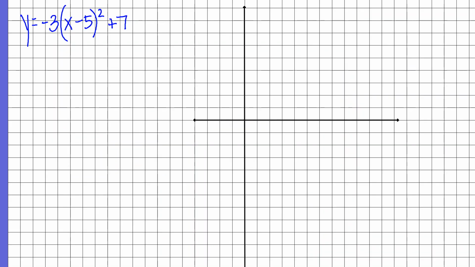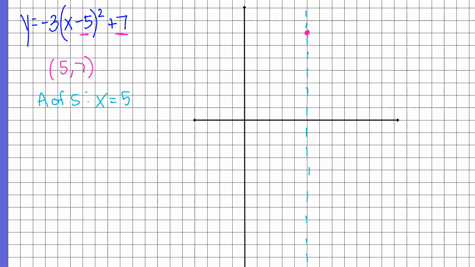So let's look at this equation. First, we need to find the vertex. To do that, we look at the h value and the k value. And the vertex here would be (5, 7). So I'm going to do 5, then 1, 2, 3, 4, 5, 6, 7. Here's our vertex. A lot of times you'll be asked to graph the axis of symmetry, which is just that vertical line through the vertex. In this case, the axis of symmetry is x equals 5.